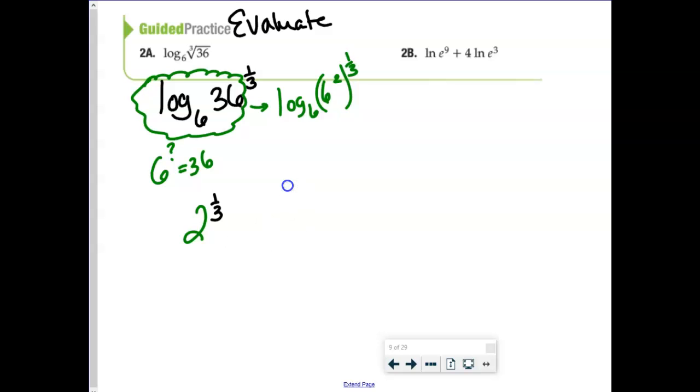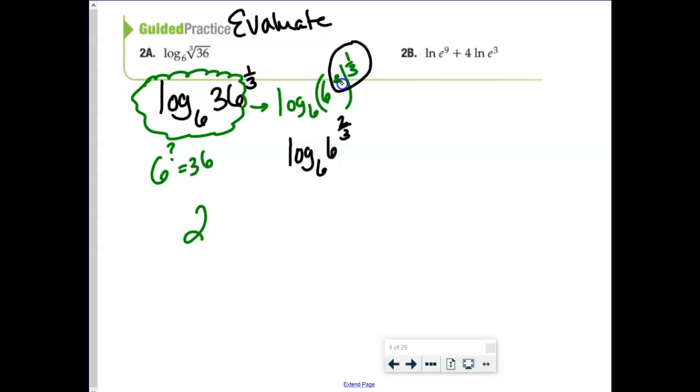Didn't the 1/3 drop down? I'm going to look at this version for a minute. Log base 6 of 6. Guys, what do you do with exponents when they're like this? So, this is really 2/3.